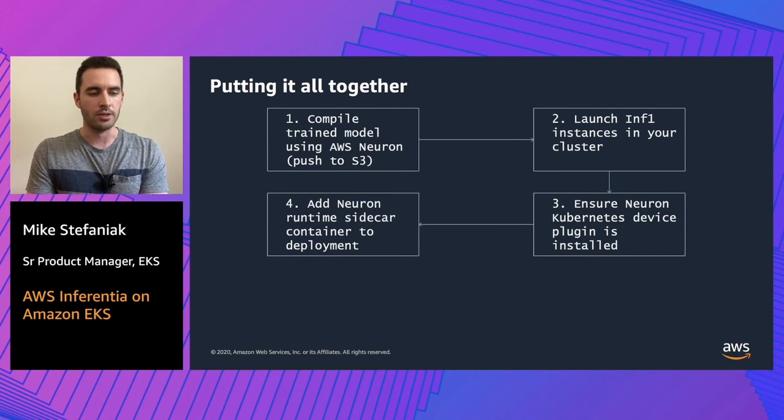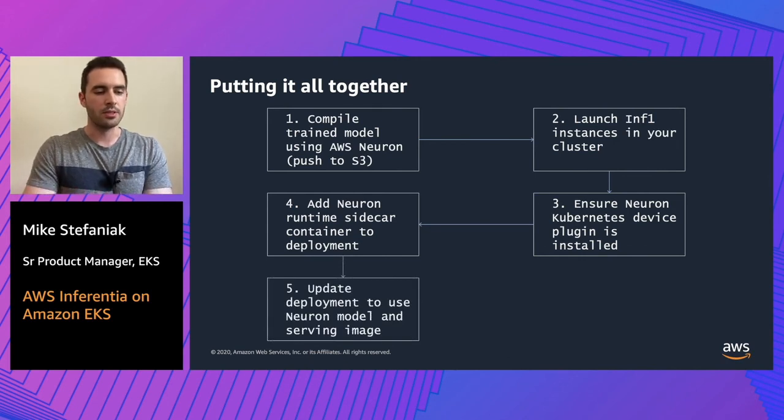The next step is you may have an existing deployment where you're, say, running on a G4 and this is your inferencing application. To that existing deployment, you're going to add this additional Neuron runtime sidecar container, and that's where you'll request your Neuron devices that are advertised by the device plugin, as well as where you're going to request the huge pages of memory that are required.